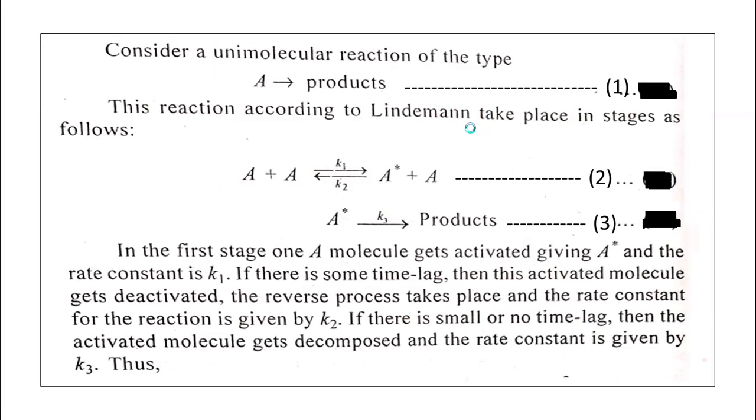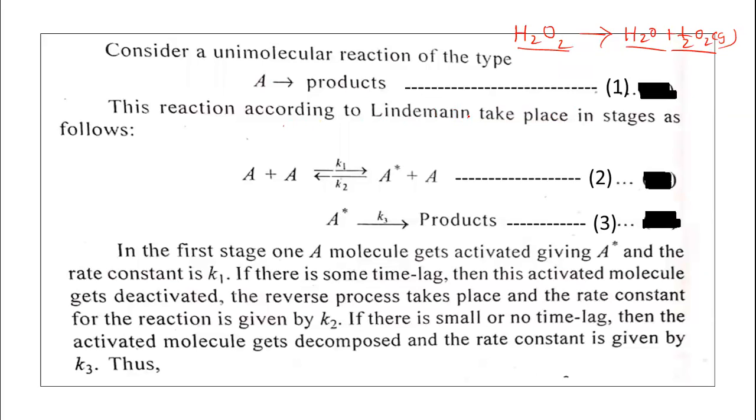Suppose A is the reacting molecule, the reactant, in a unimolecular reaction, so only one reactant is there. The reactant gets converted to the product. Suppose the decomposition of hydrogen peroxide takes place into water and oxygen. Only one reacting molecule is converted to the product. So A is a reacting molecule and there is a formation of the product. This is one.